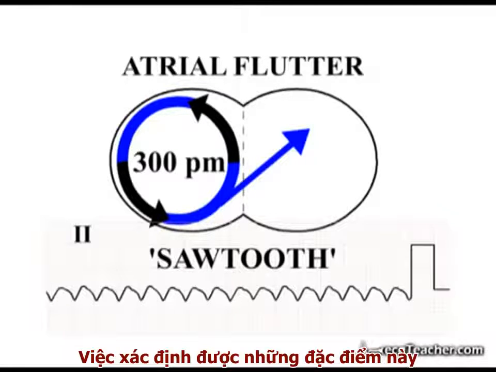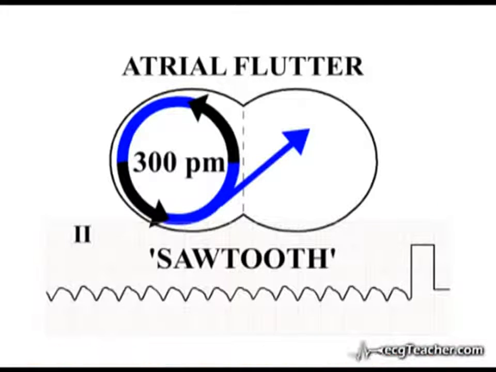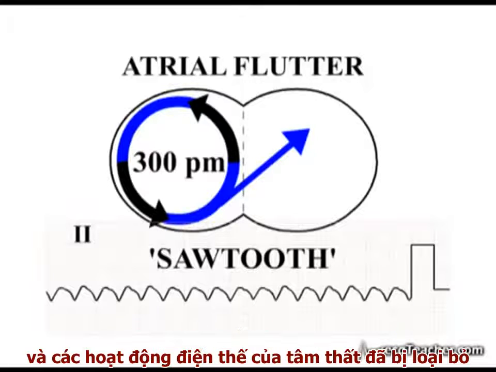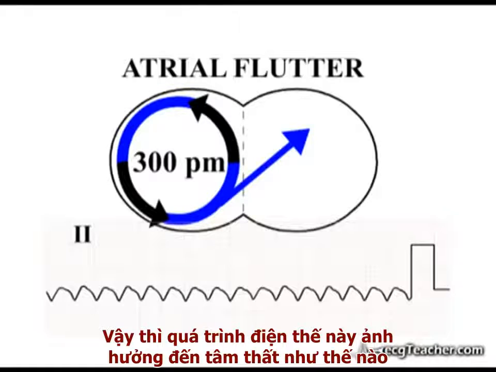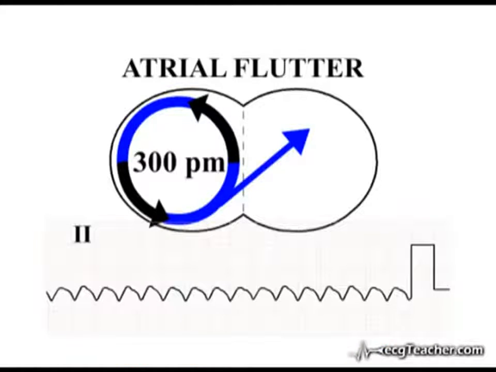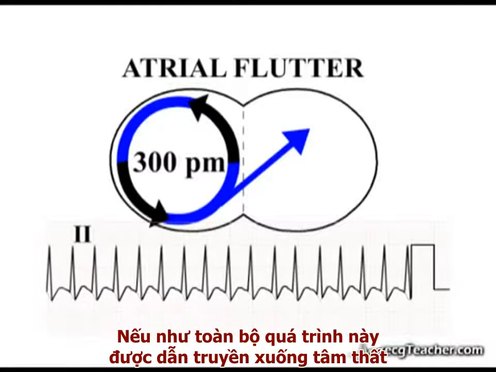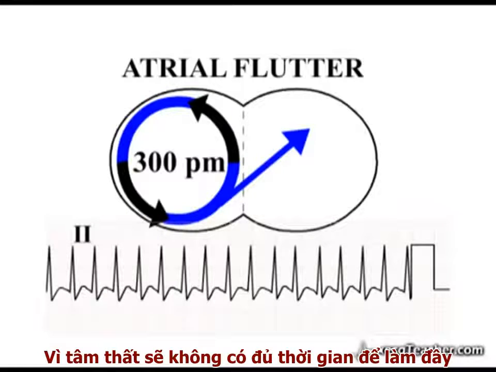Identification of elements of this underlying pattern is the key to the diagnosis of this arrhythmia, but it is not always easy. Remember, we are looking here at a particularly striking example and with ventricular activity removed. So what effect does this process have on the ventricles? The atria are depolarizing approximately 300 times every minute. If this were transmitted to the ventricles, a ventricular rate of 300 beats per minute would be potentially fatal, as the chambers fail to fill between beats.